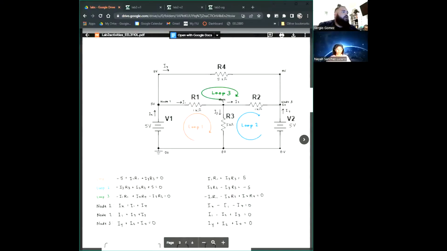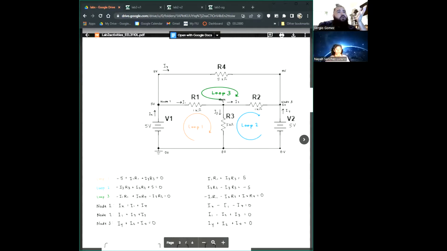So for Activity 1, we were supposed to set up a simple circuit. It's presented on the screen now. There were some conditions required. R1 was supposed to be greater than or equal to 1 kilo ohm, so we set R1 equal to 1 kilo ohm. R2 is supposed to be greater than or equal to R1.